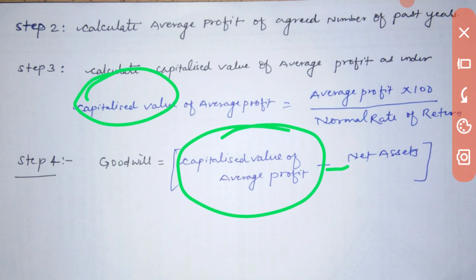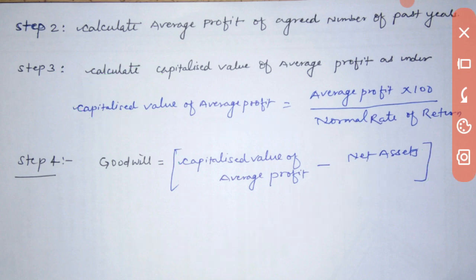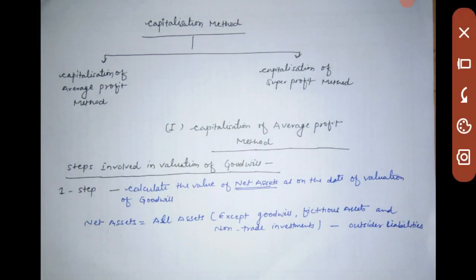In the first step, we calculated the value of net assets. We will deduct that from the capitalized value and find out our goodwill. So goodwill can be found by subtracting the net assets from the capitalized value of the average profit. In this way, in the fourth step we will find the goodwill by the capitalization of the average profit method.